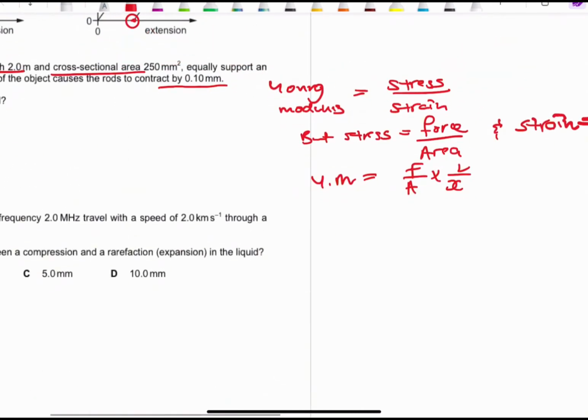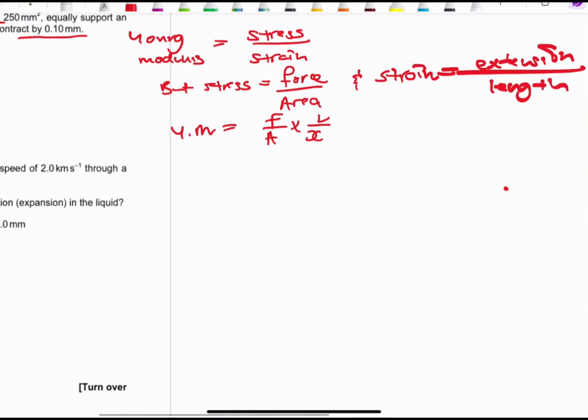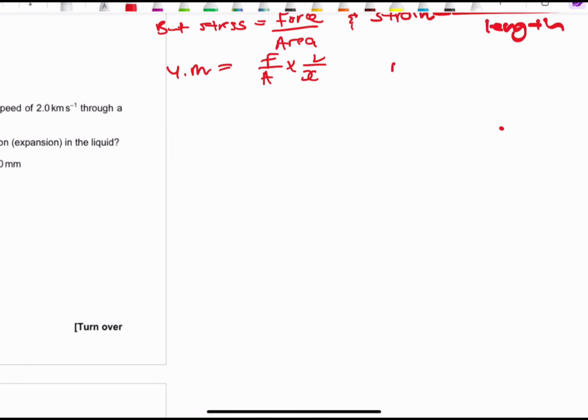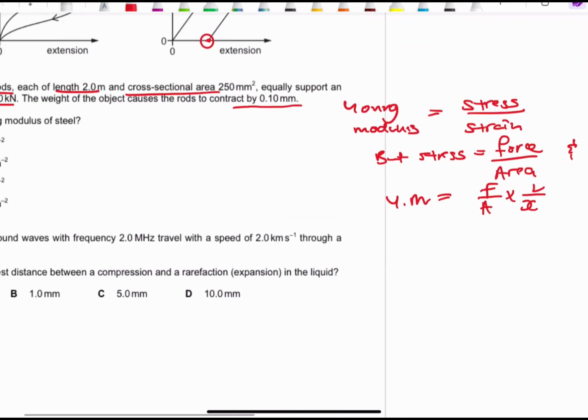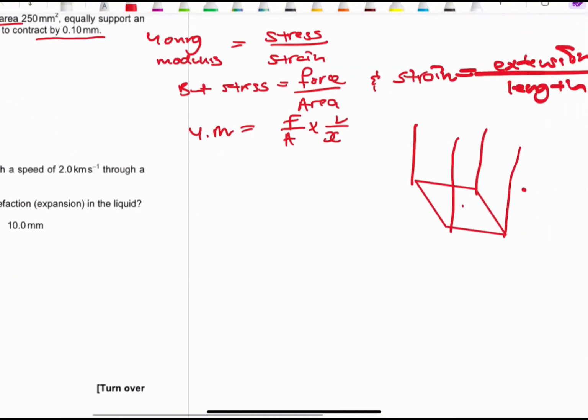Okay, so once you've established this, let's get to our question. So we have 4 solid steel rods, and as you can see over there, those are our 4 solid steel rods. 1, 2, 3, 4. Right? So those are 4 solid steel rods, and they each support an object of weight 10,000. So they're each supporting an object of weight 10,000 newtons, right?